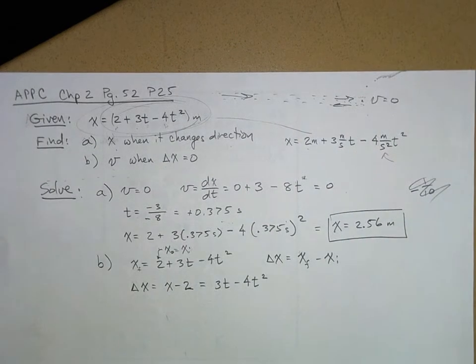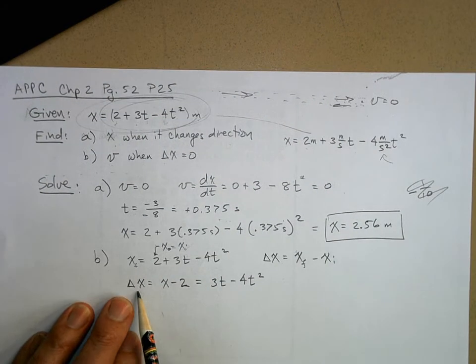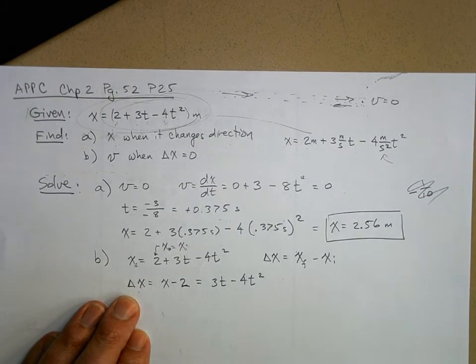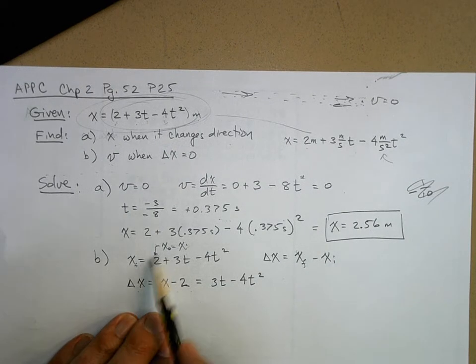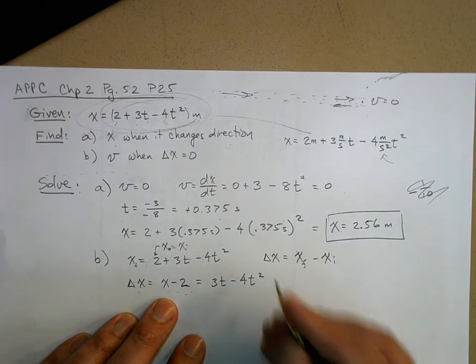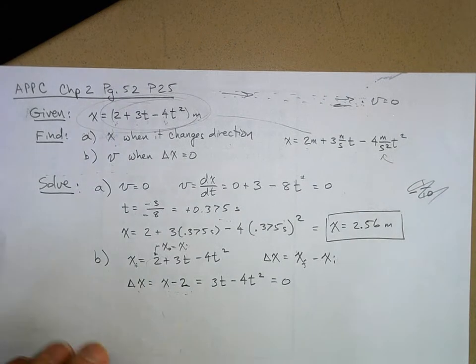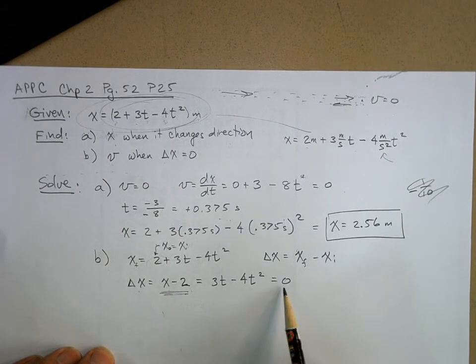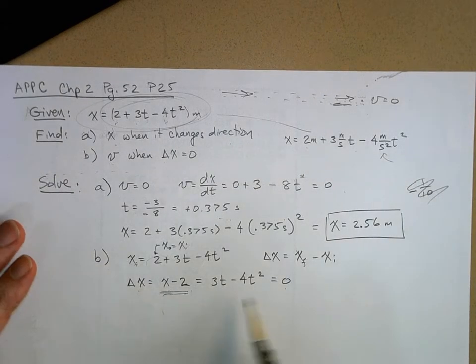So what you had to see here, and this is very tricky, this is why this problem is actually kind of hard, is to get the delta x, the change in position is the final position minus the initial position, and this is the initial position. And then this is equal to 0. See, delta x, x minus 2 is equal to 0. So x must be equal to 2. Okay, but that's not what we want.